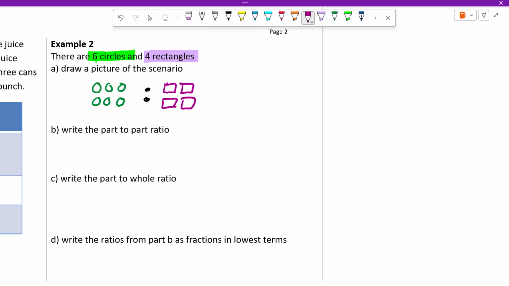All right. So now we want part to part. Let's do part to total first. Let's skip B. Let's go part to whole. Remember, whole means just total. This just means total.